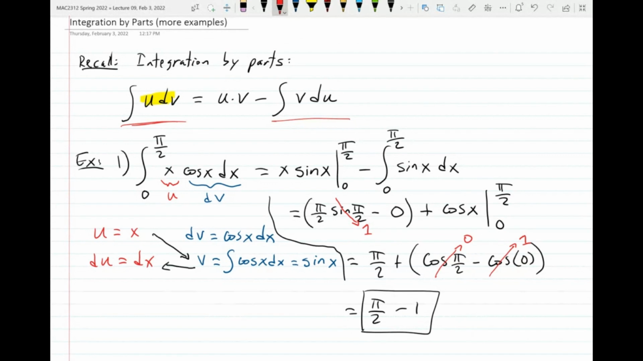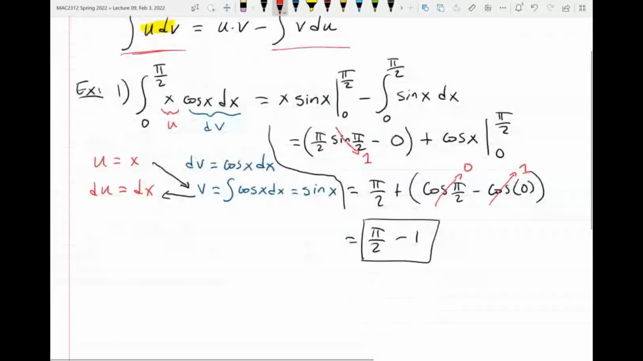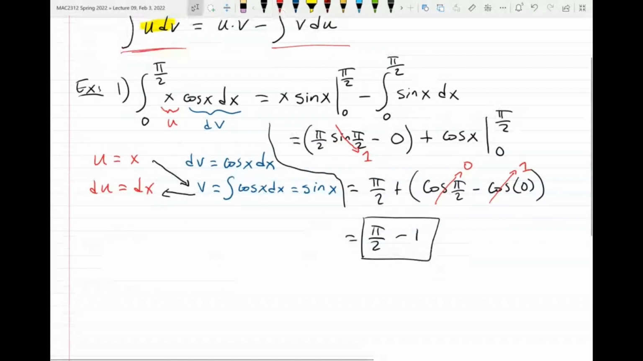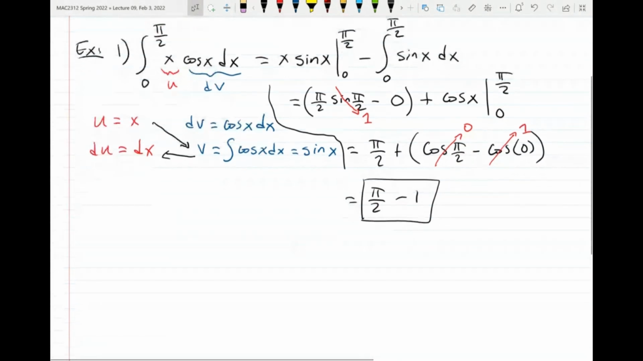So that's the point: in the case of polynomials, taking the derivative makes it easier because it drops the degree. The only exception is when you have a logarithm. In that case, your logarithm should be your u, and then the dv will be the polynomial.